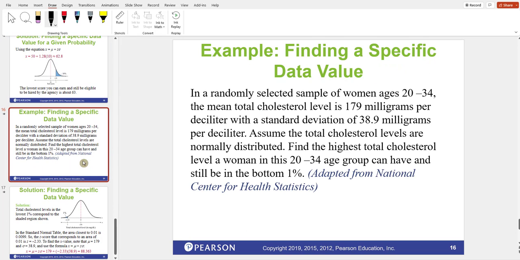Okay, let's look at another one. In a randomly selected sample of women ages 20 to 34, the mean total cholesterol level is 179 milligrams per deciliter with a standard deviation of 38.9 milligrams per deciliter. Assume that the total cholesterol levels are normally distributed. Find the highest total cholesterol level a woman in this 20 to 34 age group can have and still be in the bottom 1%.